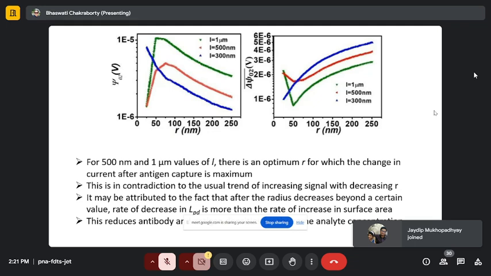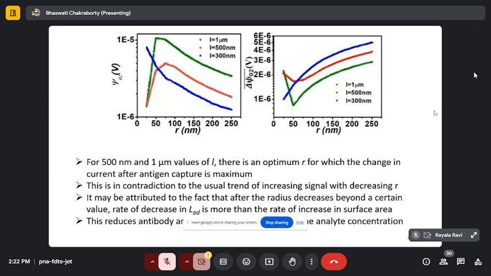We get to see that there is an optimum value of R where we can get maximum signal and lowest noise, as we can see over here. It was based on a calculation which we performed using MATLAB simulation, and some analytical calculation has been done as well in this particular work. You can check out my paper on that.